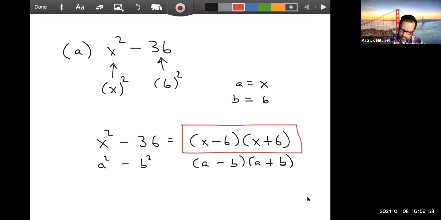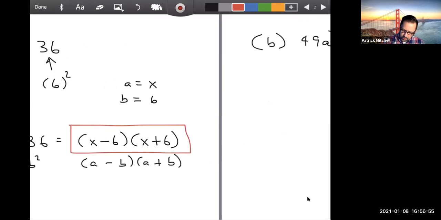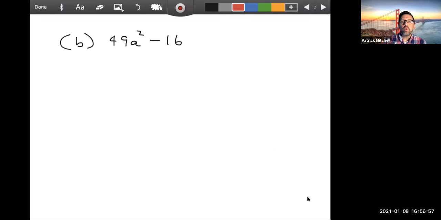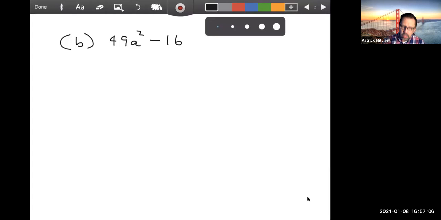So let's see what we have next. All right. 49a squared minus 16. So this is just a little bit more complicated. Not really. All right. Notice you have two terms. Notice that the two terms are both perfect squares.